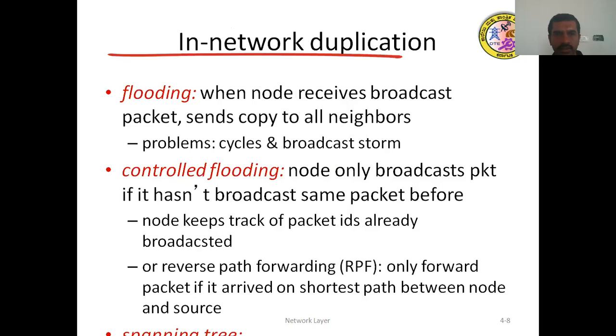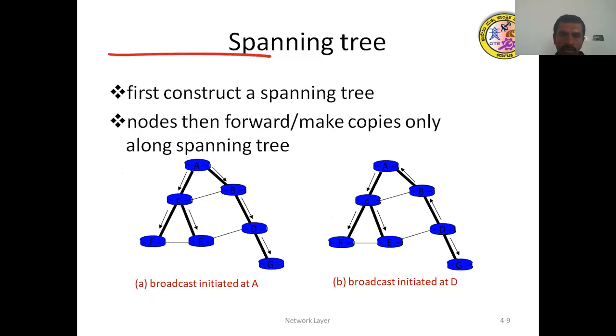recipient addresses. In network duplication, flooding, when a node receives a broadcast packet, it sends a copy to all its neighbors. The problem is cycles and broadcast storms. In controlled flooding, the node only broadcasts the packet if it hasn't broadcast the same packet before. The nodes keep track of the packet IDs already broadcast, or use reverse path forwarding, RPF, where a node only forwards a packet if it arrived on the shortest path between the node and the source. So you can see the spanning tree over here.